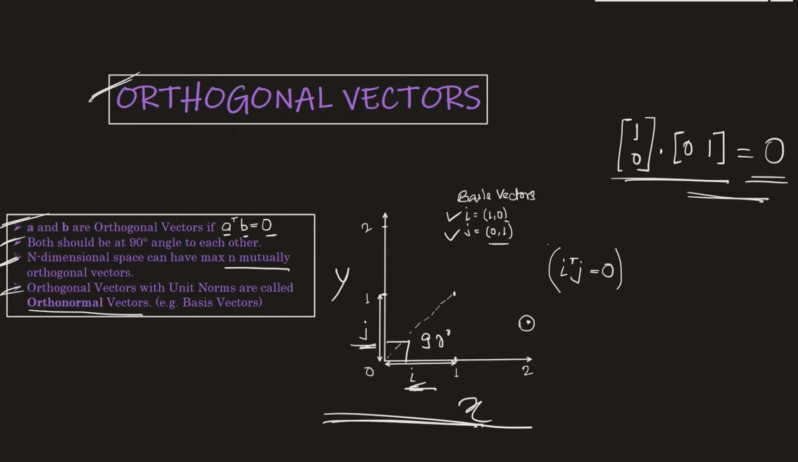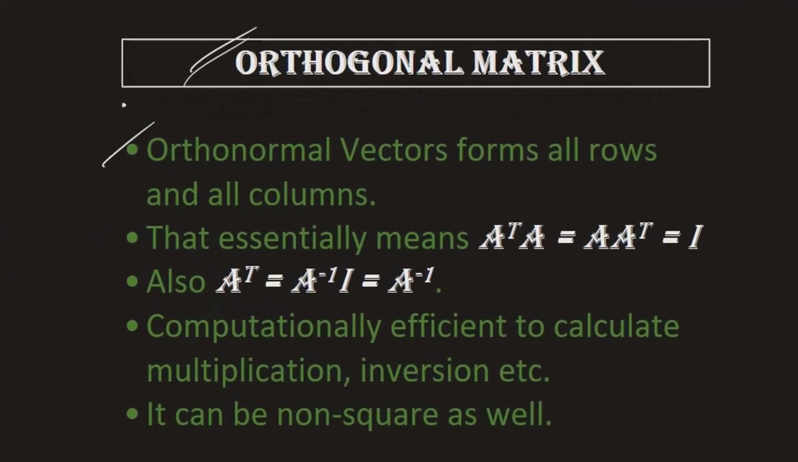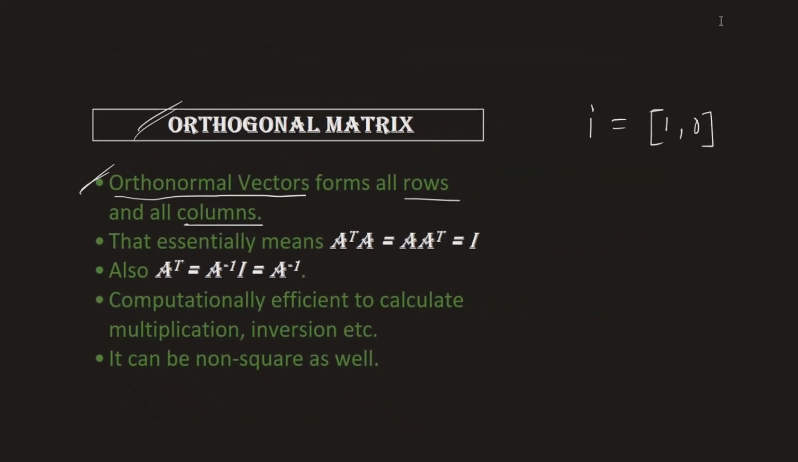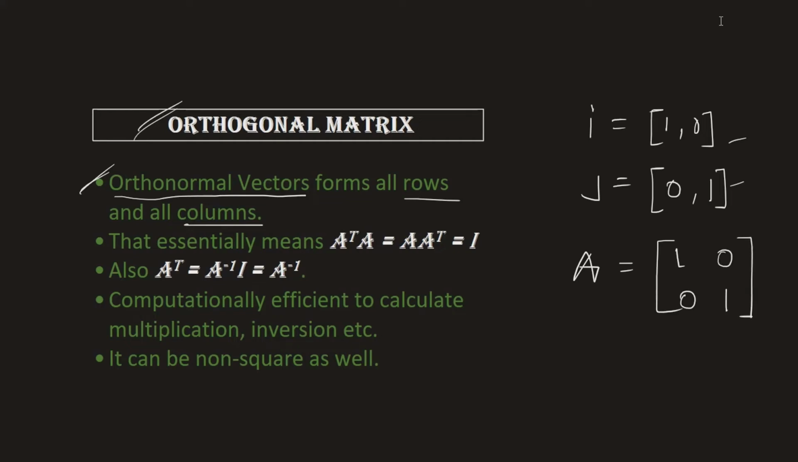Okay, I hope that now you have some idea about the basics of orthogonal vectors. Now let's move back to the topic of orthogonal matrices. The first point says that an orthogonal matrix is formed by orthonormal vectors as its rows or columns. What does that mean? As we have seen, we had two vectors, vector i, which was 1 and 0, and vector j, which was 0 and 1. If we have an orthogonal matrix A, it will be formed by these orthonormal vectors, i as a row and then j as a row, and this matrix can be considered an orthogonal matrix.